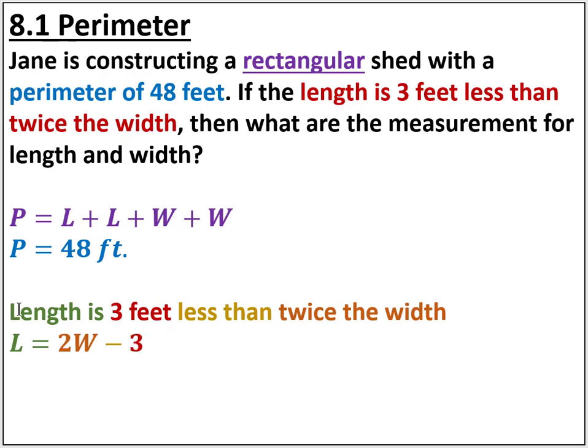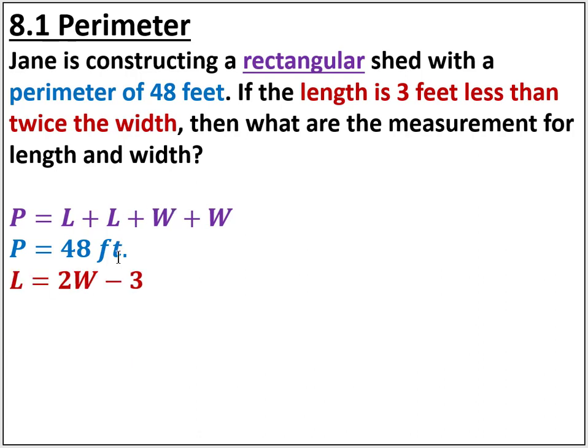So to transform "length is 3 feet less than twice the width," you rewrite it as L equals 2w minus 3. Again, if you have forgotten how to translate this into an algebraic expression or equation, go back to section 1.1, translating phrases into algebraic expressions. The only difference here is we transform it into an equation, with "length is" as L equals.